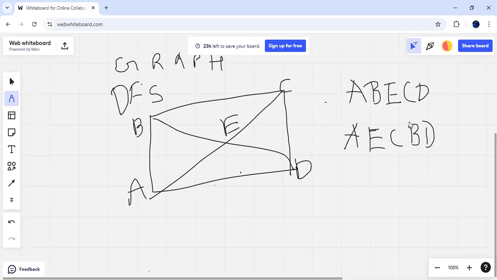So this is how we can apply DFS over here. So that's it. I hope you have understood this.